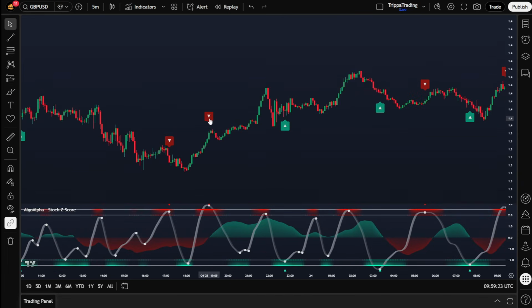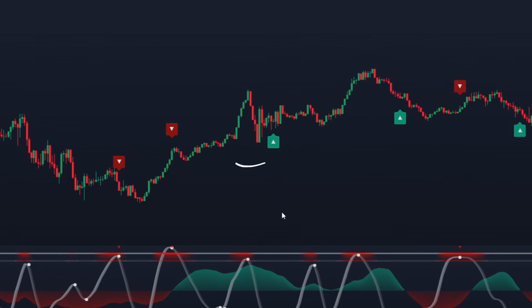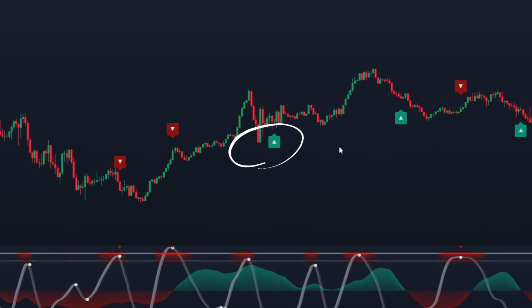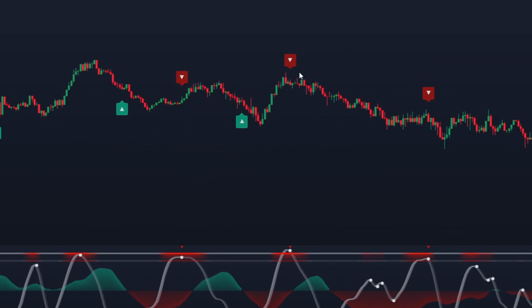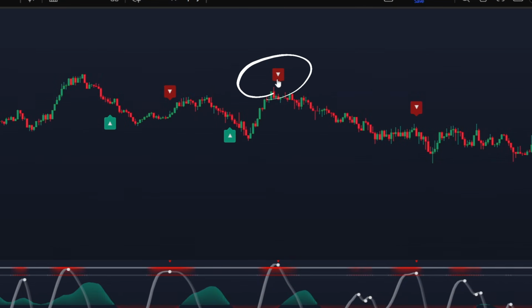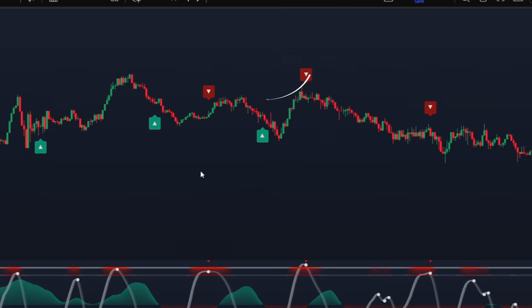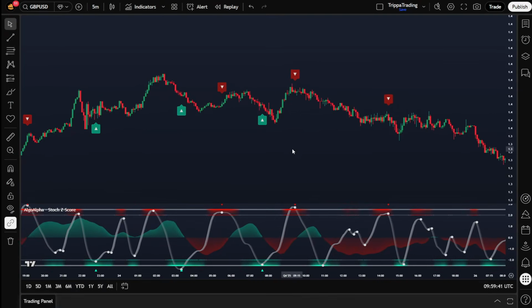That's why the reversal arrows you see on the chart are not random. A buy arrow only appears when price is stretched on the downside, momentum starts shifting up, and the long-term filter supports that move. Same logic for sell arrows on the upside. Now let's talk about how I actually trade this in a simple way.